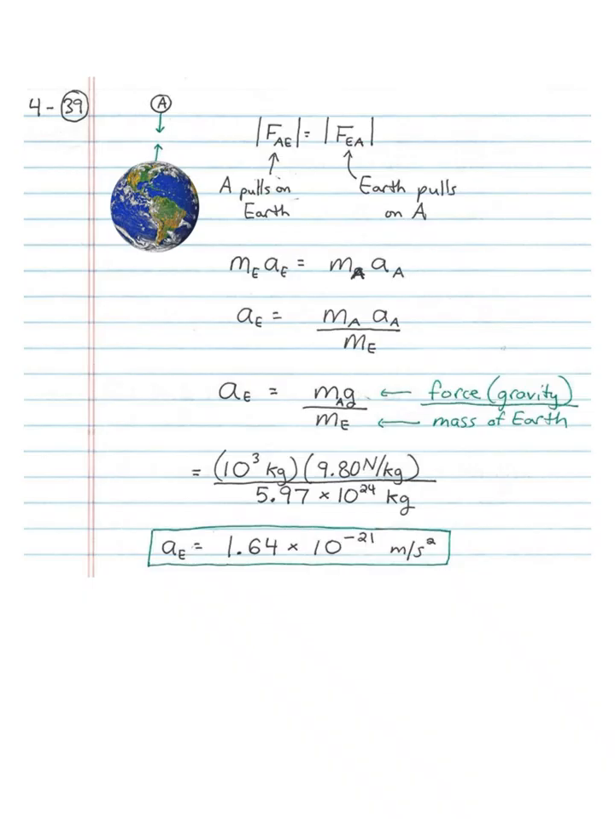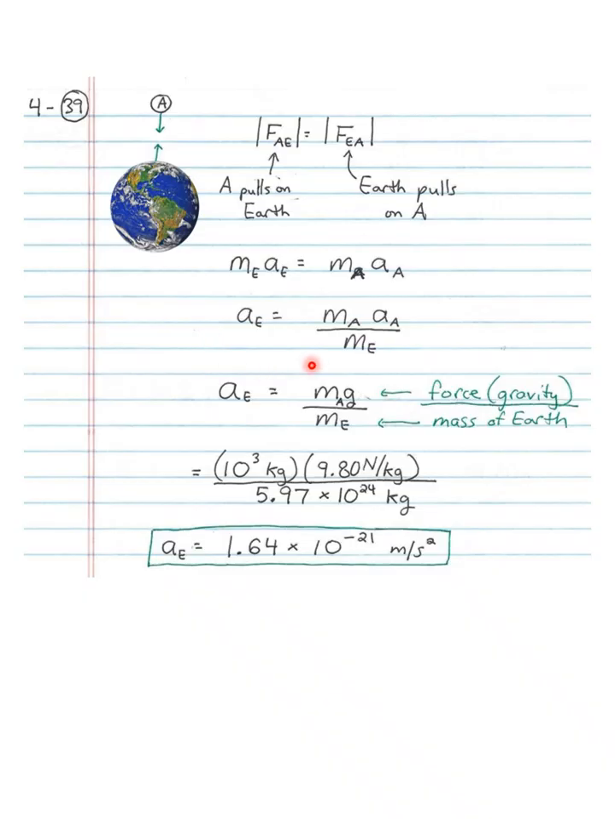This is Newton's third law, the idea that the force of, I'm going to call the object A, the force that A pulls on the Earth is equal in magnitude to the force that the Earth pulls on A. And there I've drawn a little picture there, which means that the mass of Earth times acceleration of Earth equals mass of A times acceleration of A. We want to solve this for acceleration of Earth, so there we go. It's going to be the ratio of the masses times the acceleration of A.